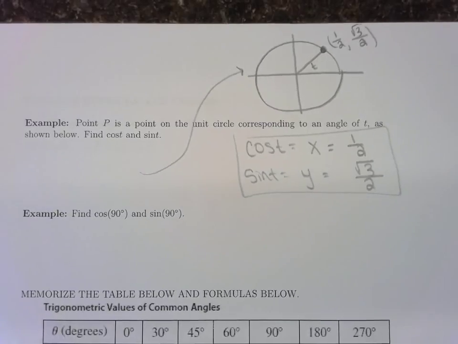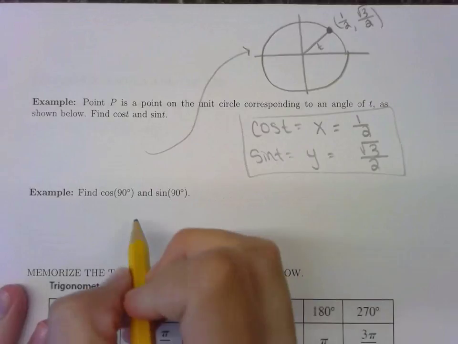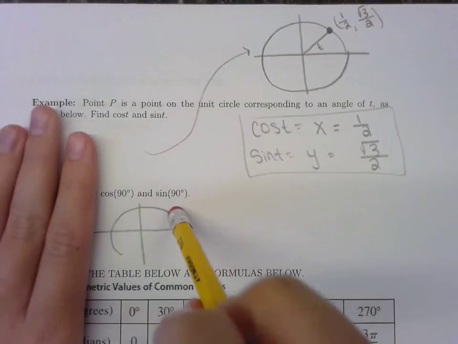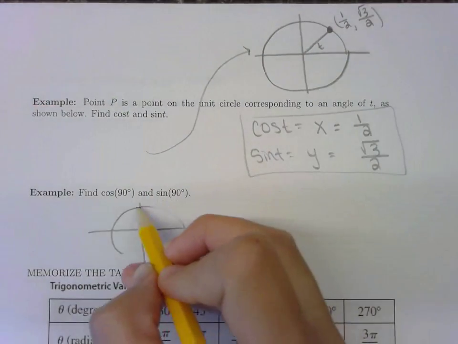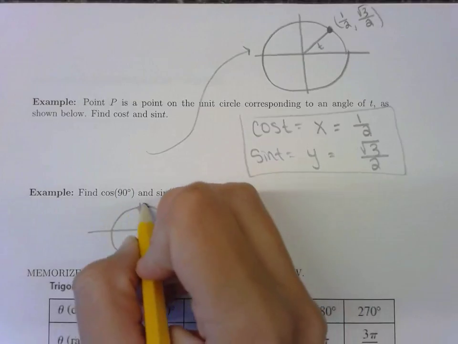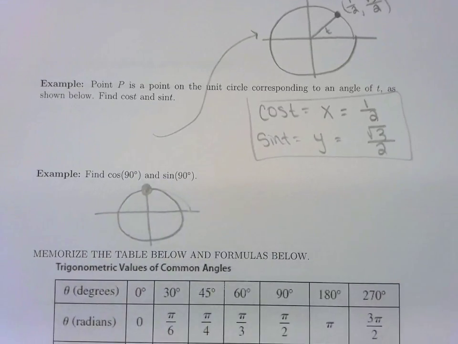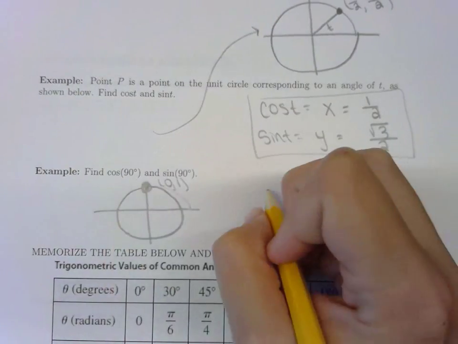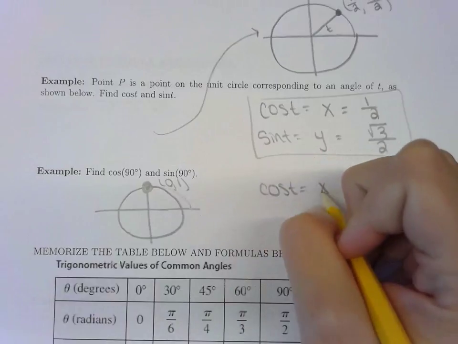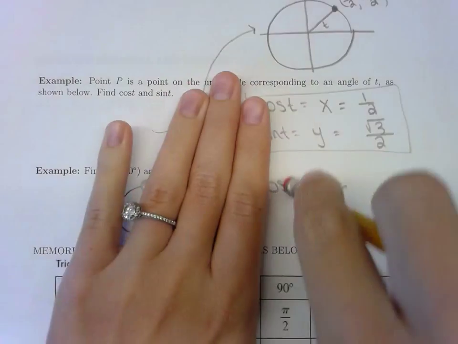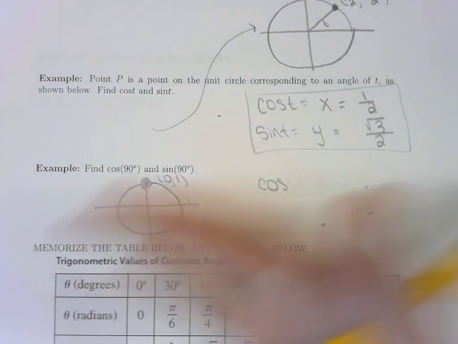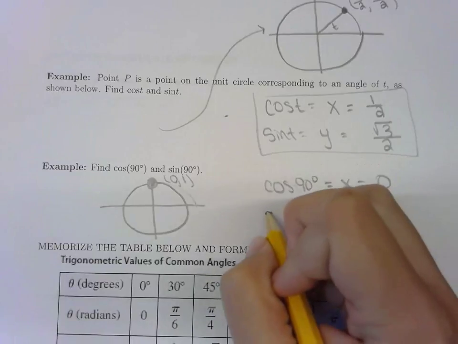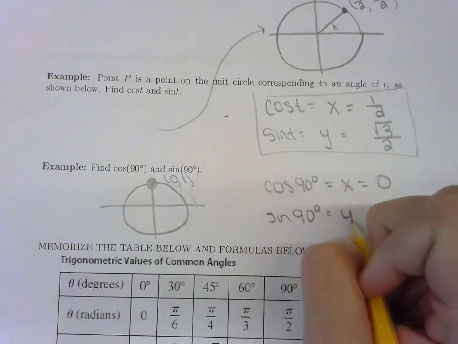Next example says find cosine of 90 degrees and sine of 90 degrees. So I want to draw a picture of 90 degrees. Remember, this is a unit circle. This looks terrible. 90 degrees is here. Remember, this is the unit circle, so it has radius 1. So this point would be (0, 1). We can do 90 degrees here since we know what the angle is. Cosine of 90 degrees is the x value, which is 0. And sine of 90 degrees is the y value, which is 1.